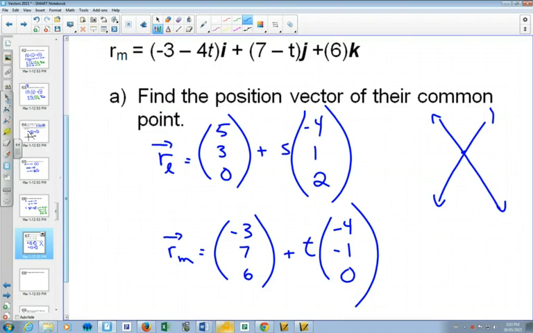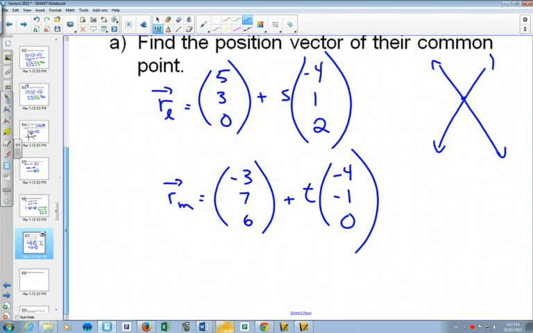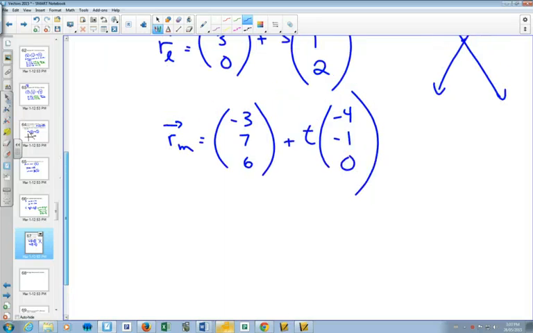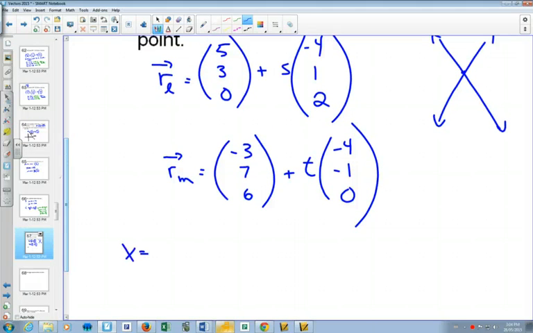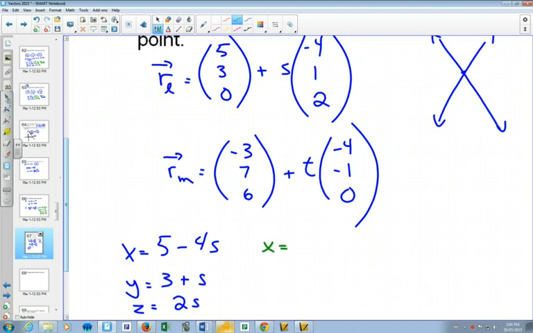In order to do that, we look at the parametric forms of each equation. So from our first equation, we've got 5 minus 4s is equal to x. Our y-coordinate is 3 plus s. And our z-coordinate is just going to be 2s. From our second line, our x-coordinate is -3 minus 4t. Our y-coordinate is 7 minus t. And our z-coordinate is always 6.